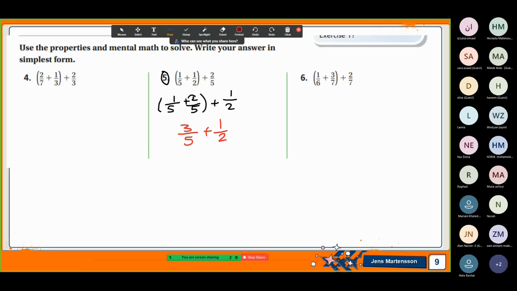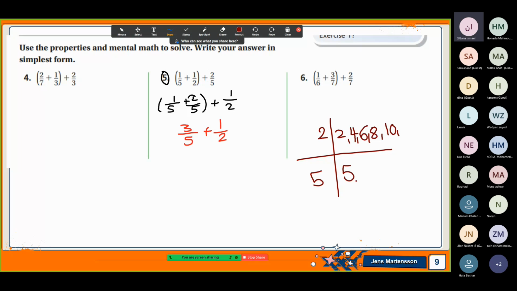Write the multiples of 2 and 5. What are the multiples of 2? 2 times 1 is 2, and 2 times 2 is 4. 2 times 4 is 8. 2 times 8 is 16. Now the multiples of 5. 5 times 1 is 5. 5 times 2 is 10. So what is the common?